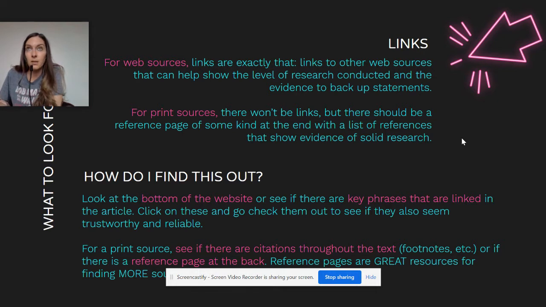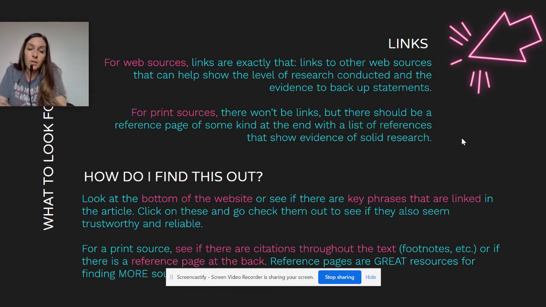Articles might link key phrases or events or ideas within their article. And so an article that is written with the intent to inform is probably going to have a lot of information linked, which is good. When you click on those links, though, you also want to go through that same process of making sure that their information that they linked in is actually valid and good and helpful.